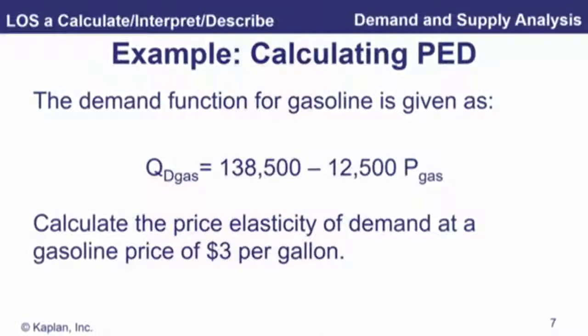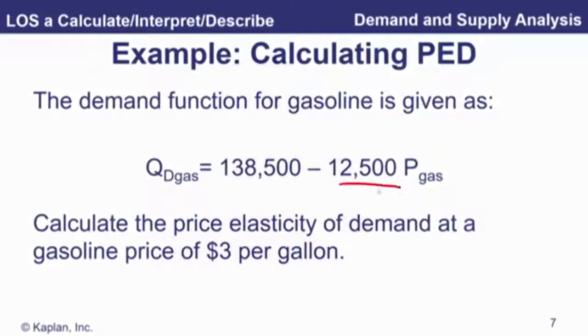So let's try and put it into practice. So here is a classic demand function for gasoline. It is the quantity demanded, 138,500 minus 12,500 times the price. So we have the demand function. The demand function is quantity demanded as a function of price.